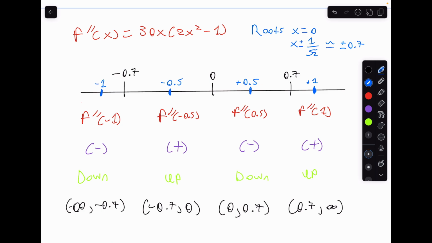For those who've stayed this long, I'm just going to show you the other way to write the intervals, because I know sometimes your teacher might be picky on how you do them. This one, negative infinity to negative 0.7, you can write as x is less than negative 0.7. For the interior ones, you say x is in between those numbers, so x is in between negative 0.7 and 0. Same logic applies for this one. And then the other one, you probably did it already. This one is x is greater than 0.7.